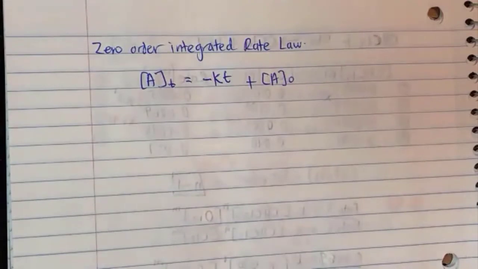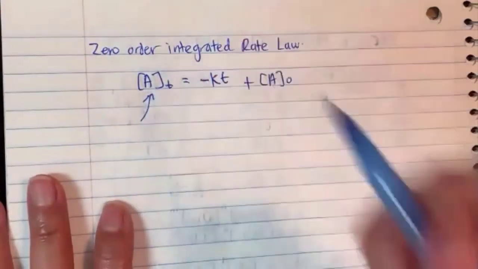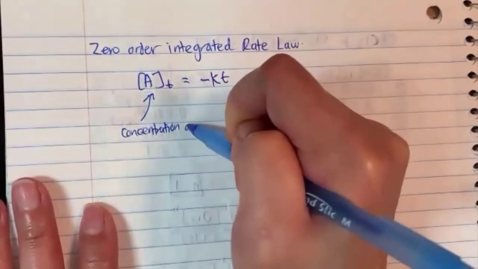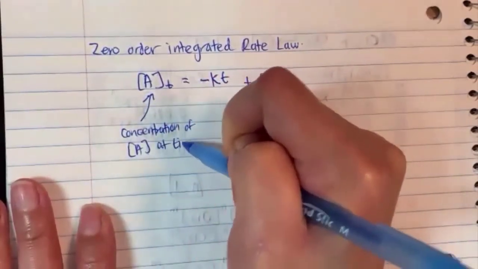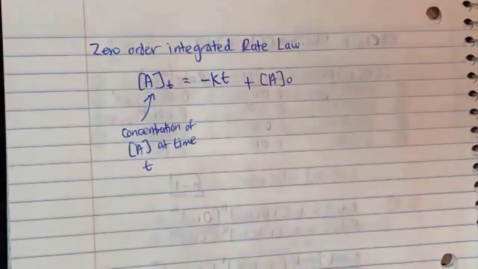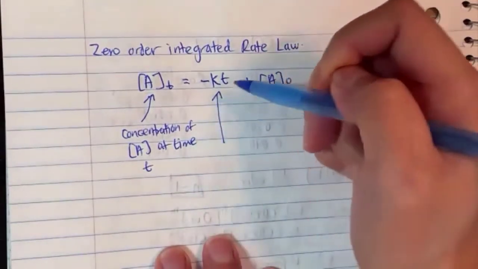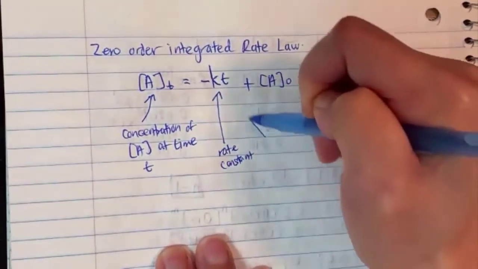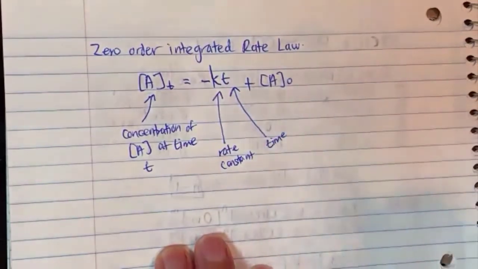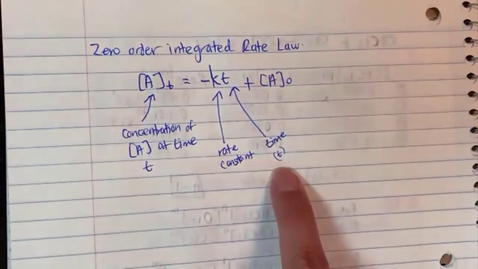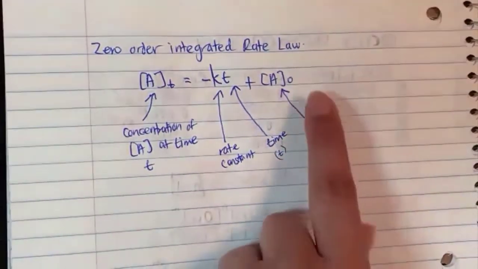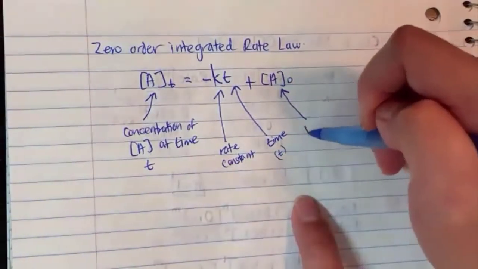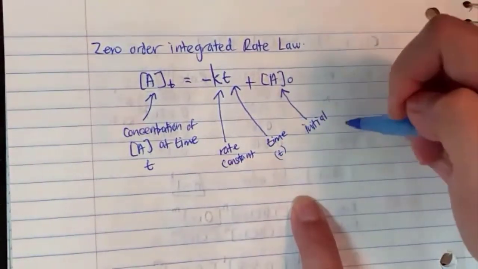Let's explain what each term means. This term, A at time t, is the concentration of A at time t. This term here is my rate constant, a little k. And that one is my time, t, whatever time is. And this one, A naught, you see how this is A at t, this is A at naught, A in the beginning. So this is the initial concentration, because time is 0.